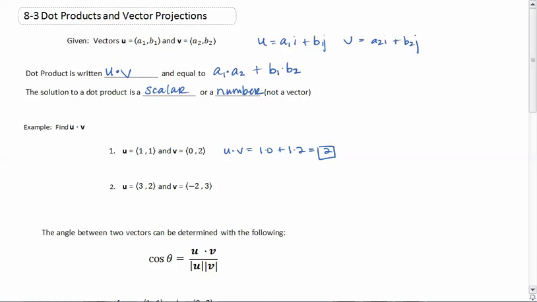We have u equals 3, 2, and v equals negative 2, 3. So again, u dot v for this example is equal to 3 times negative 2 plus 2 times positive 3. We get negative 6 plus 6, which equals 0. If you get 0 as your answer to a dot product, that means your two vectors are orthogonal. We know this more generically as perpendicular. They are 90 degrees apart from each other. Orthogonal, perpendicular, 90 degrees apart.